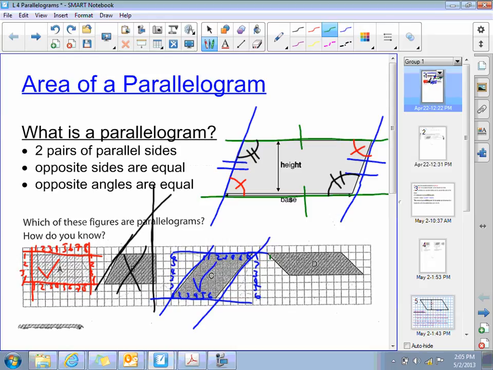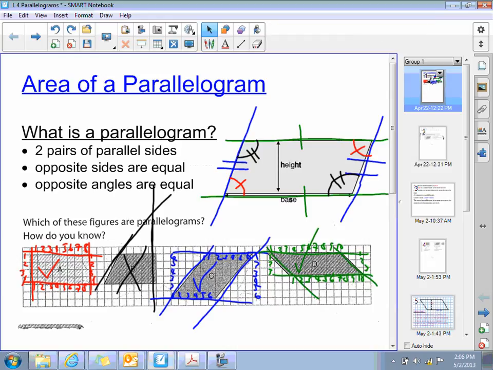D. 1, 2, 3. 1, 2, 3. 1, 2, 3, 4, 5, 6, 7, 8, 9, 10. So our sides are equal. Do we have parallel lines? I think we do. I would consider D a parallelogram as well.